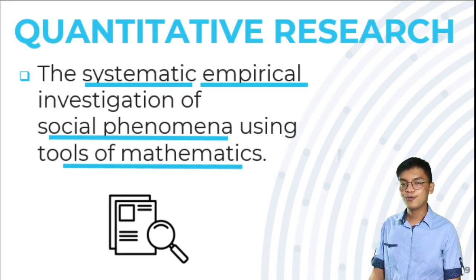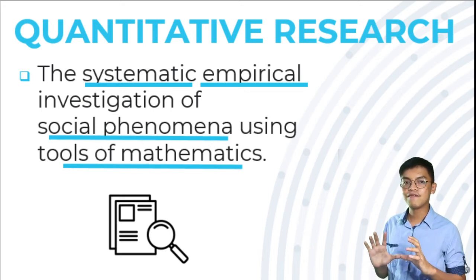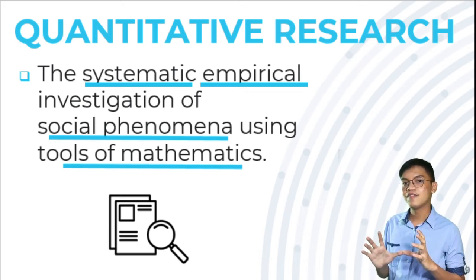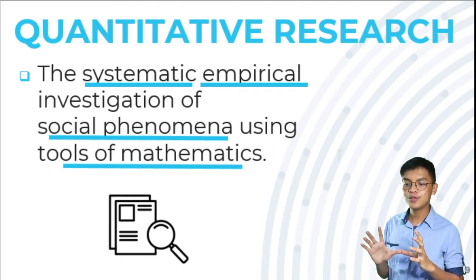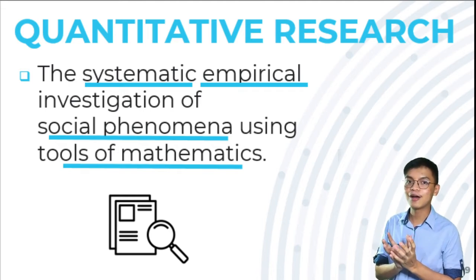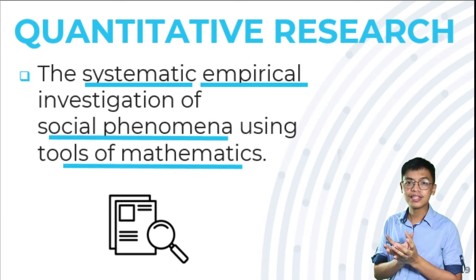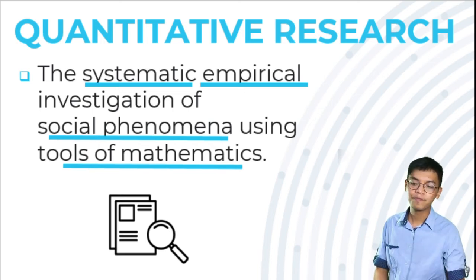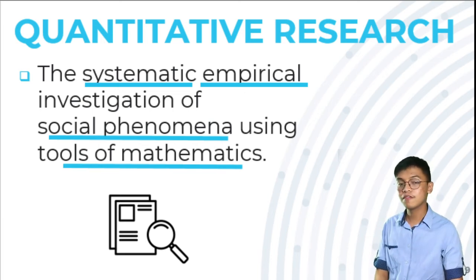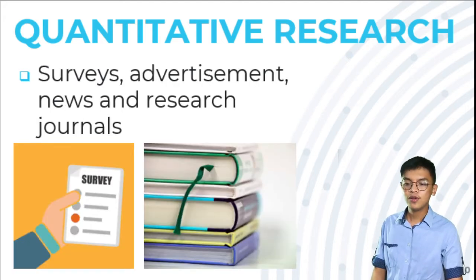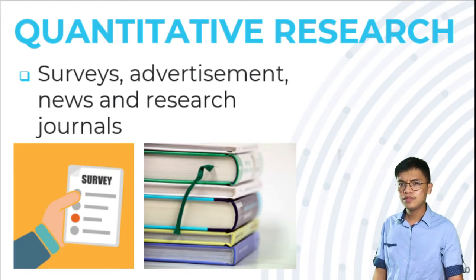This is why it's called quantitative research in the first place, because we are trying to investigate a social phenomena, and we use tools of mathematics as our weapon to investigate it. So what could be these tools of mathematics? I'll explain to you later. So in quantitative research, you might be confused, or you might be saying that quantitative research has no relevance in your life.